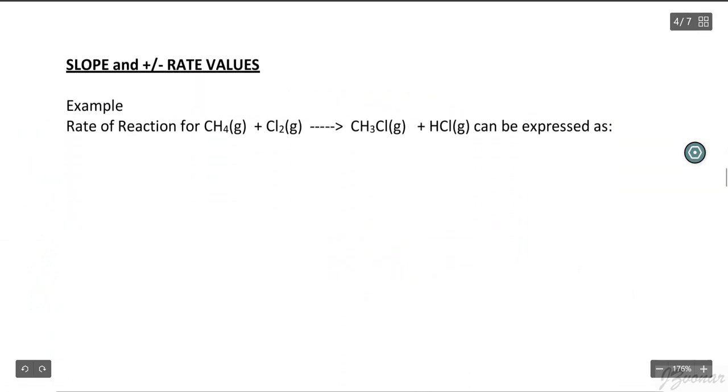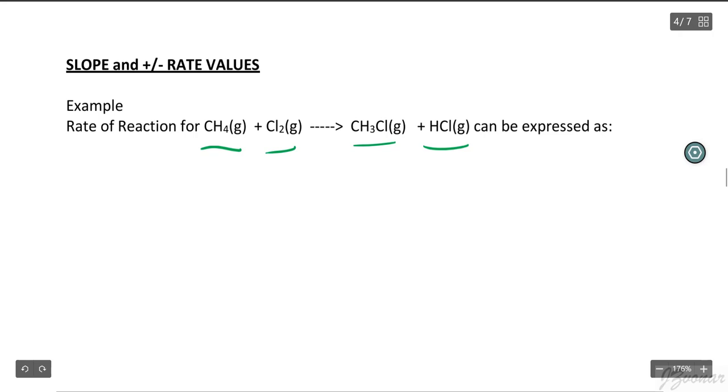Let's take a look at these particular examples. If we look at the reaction rate of methane plus chlorine to produce CH3Cl and HCl, we can express the rate of a reaction based on any one of these reactants or products.